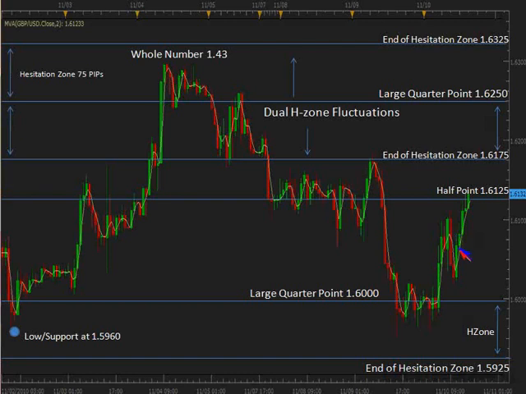They exited the hesitation zone successfully yesterday, if you recall, moving higher to almost $62, which is the whole number preceding the large quarter point at $62.50, and we'll find out if the quarter is successfully completed later on today or in an upcoming trading session. We only have one trading session left this week, tomorrow, before the weekend.